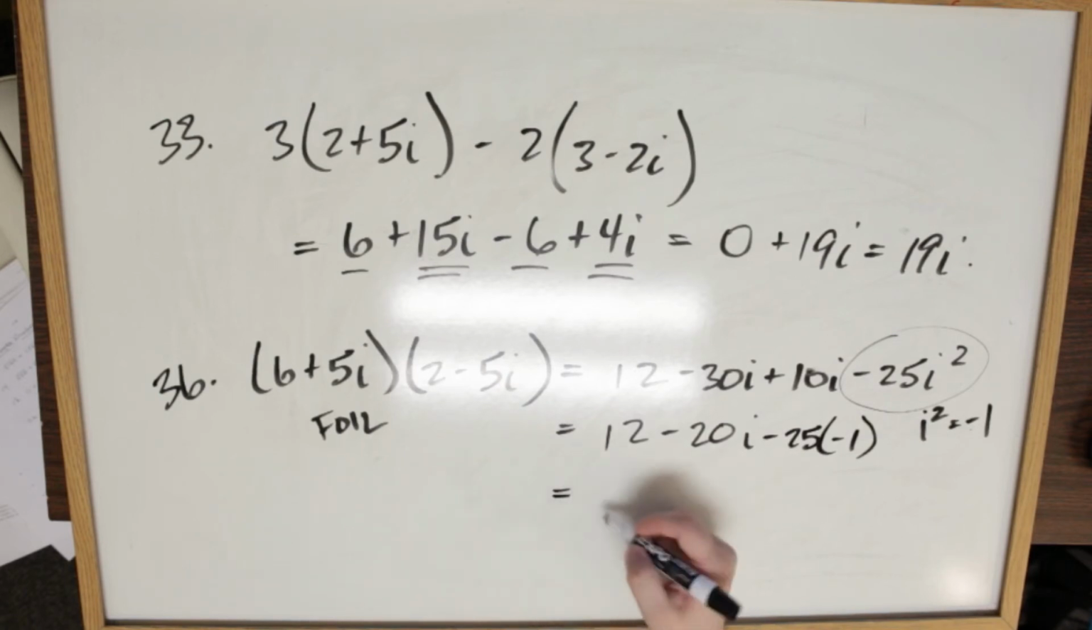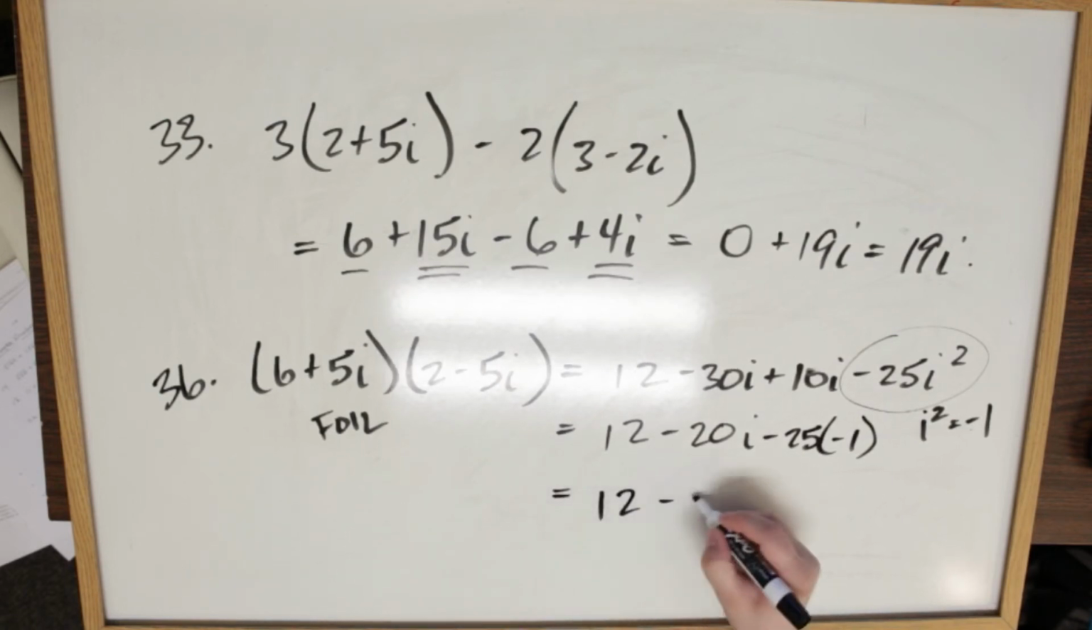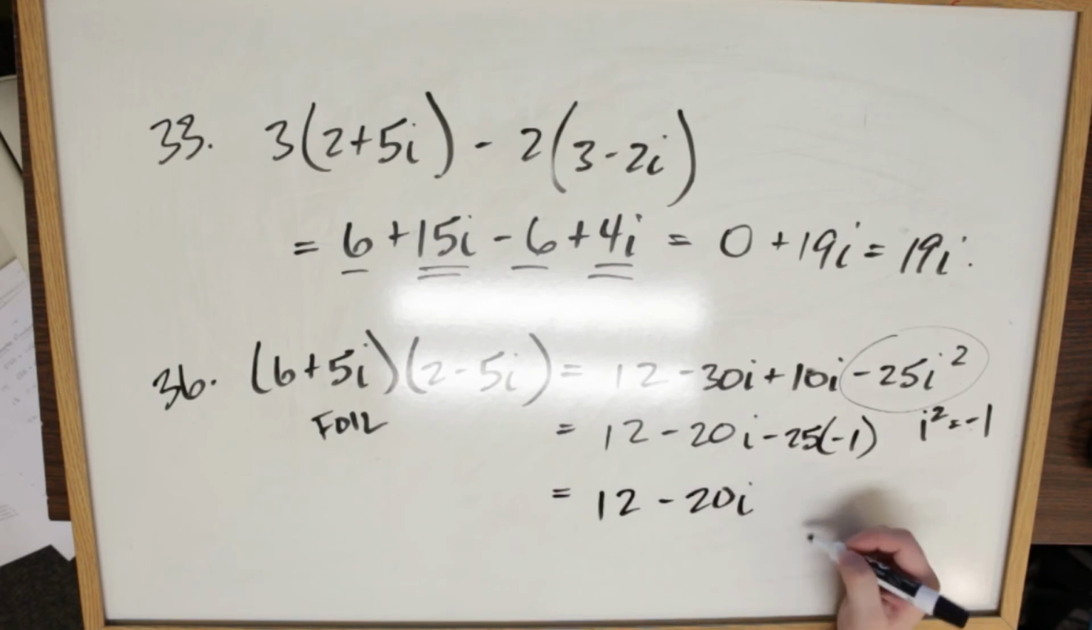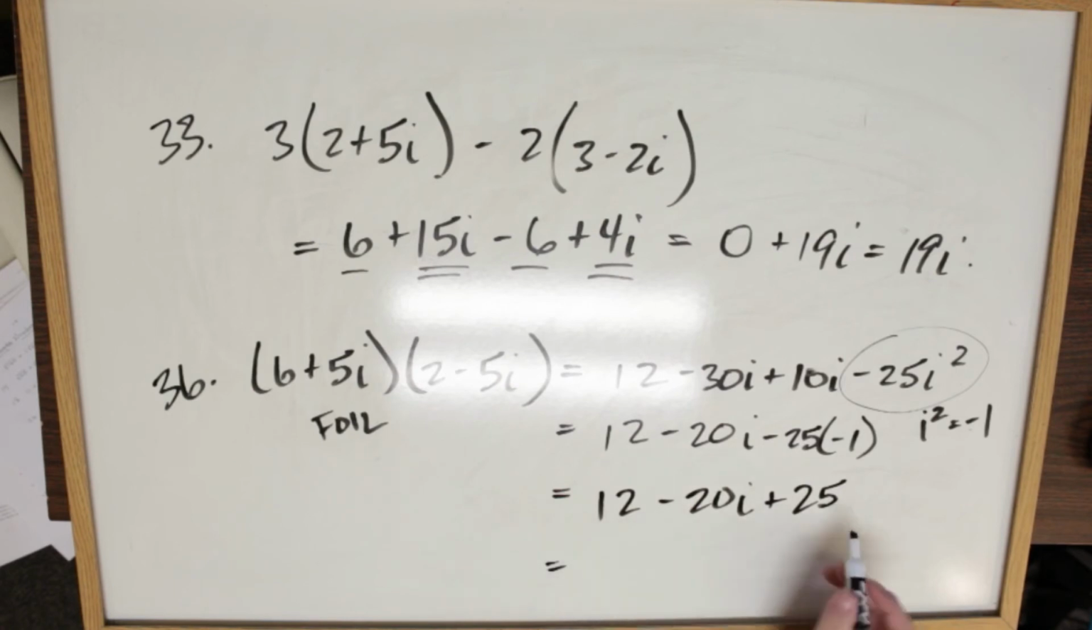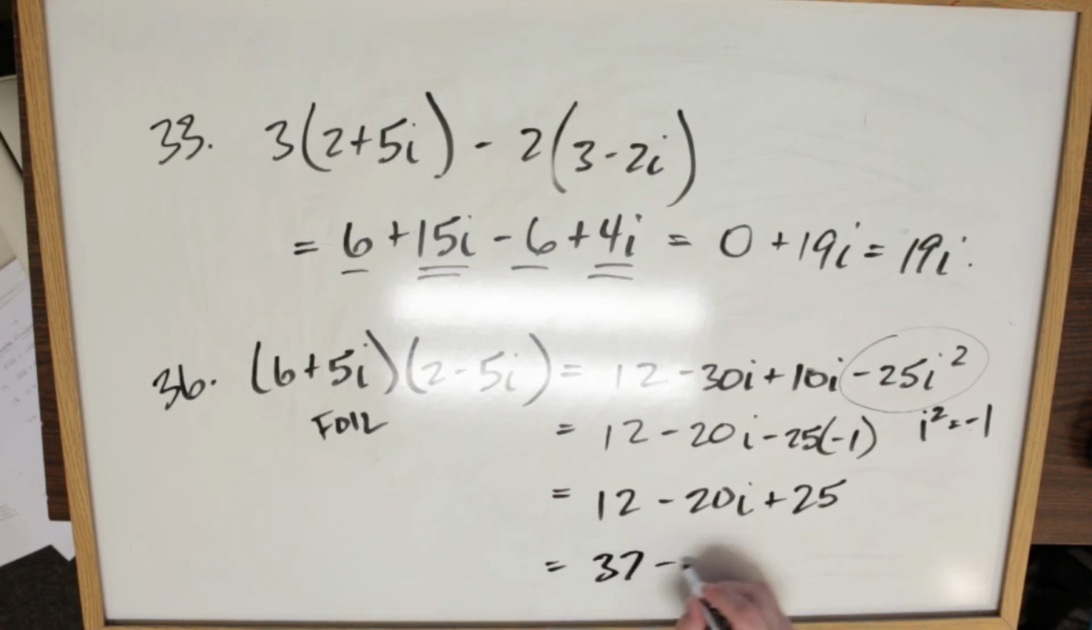So now what we have is 12 minus 20i. Minus 25 times minus 1 is going to be a plus 25. And then we combine the real terms. So the 12 and the 25, which is going to be 37 minus 20i. And that'll be it.